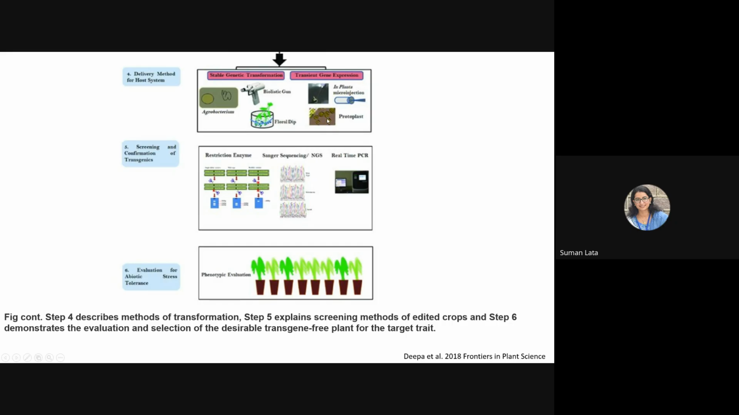When this construct is delivered into the host system, we screen for the transformants, and then we screen for the mutations. To screen for the mutation, we can use the restriction enzyme based assay, Sanger sequencing, or real-time PCR. Then we can evaluate for the target trait. Suppose the target is abiotic stress tolerance, then we can do the phenotypic evaluation. So these are the steps for the genome editing experiment.